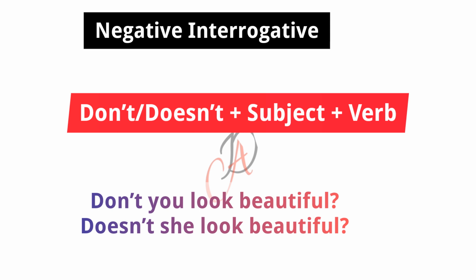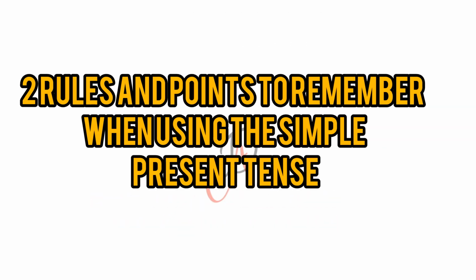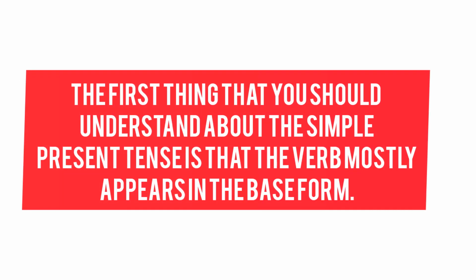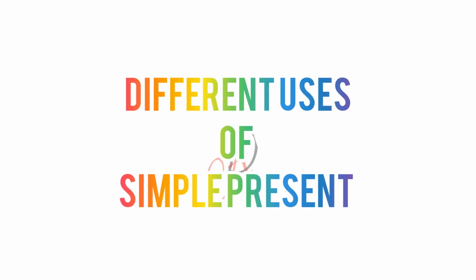Alright, before knowing the uses of simple present tense, let's understand two important points to keep in mind while using simple present tense. The first thing that you should understand about the simple present tense is that the verb mostly appears in the base form. And the second one, this changes when a third person pronoun or subject is used in a sentence. In this case, the verb used should be made plural. Well, let's understand what we use the simple present tense for.